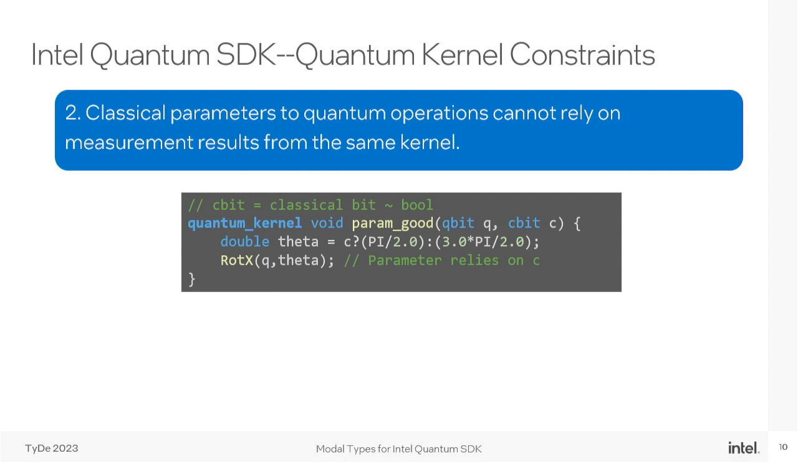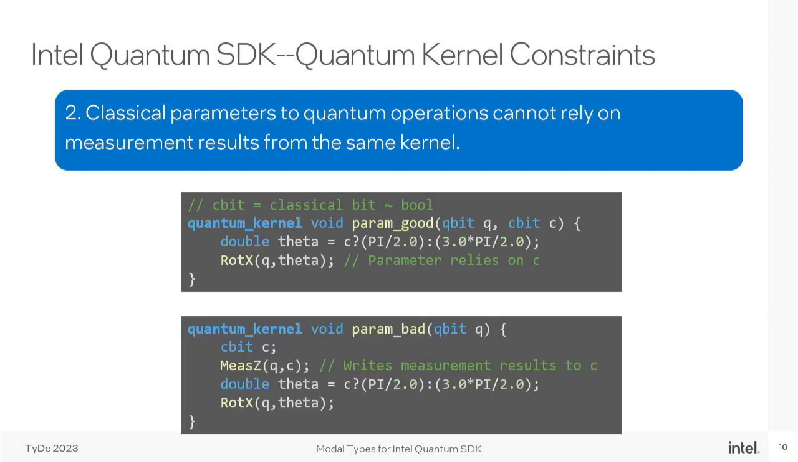This is just a simple conditional, but this kernel is valid because it can be compiled into two parts. So first, we compute the value of theta on the classical device, and then we execute the rot x on the quantum computer, given that value.